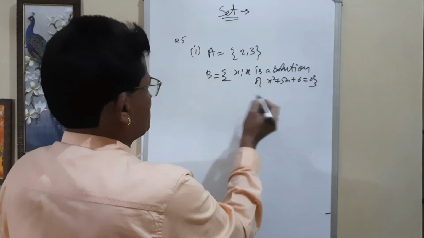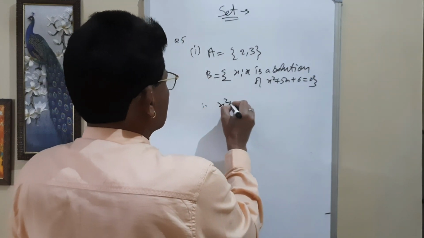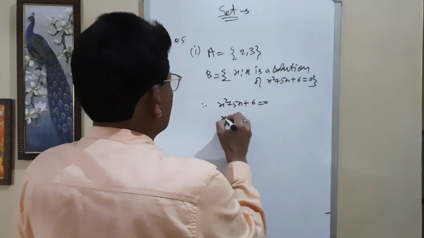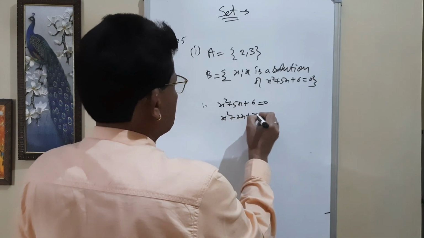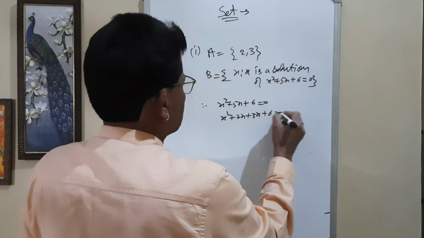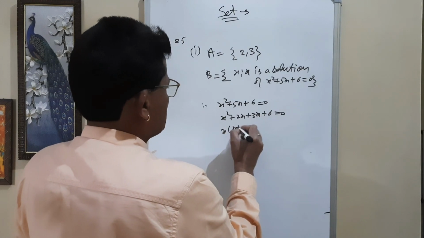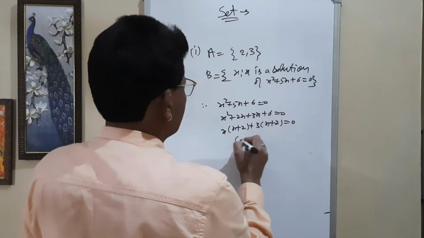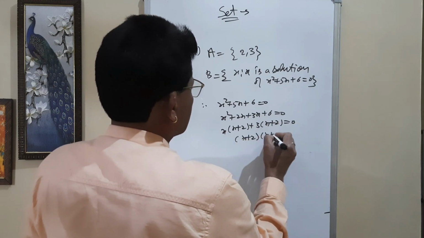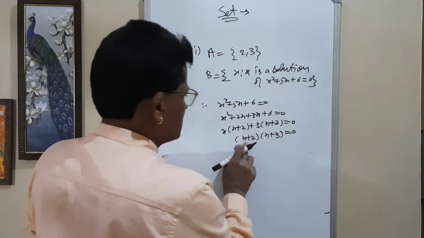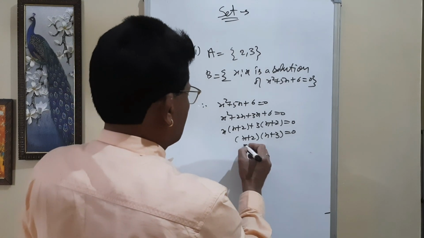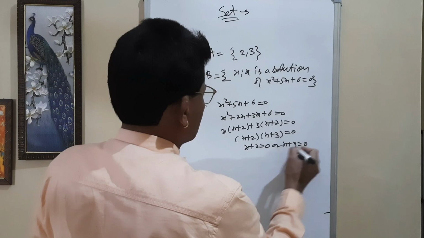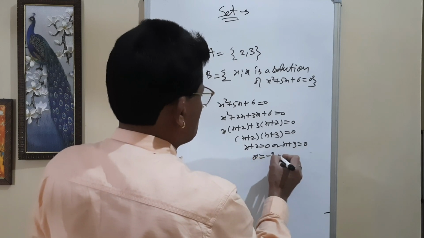Let me take its solution separately. Suppose x square plus 5x plus 6 is equal to 0. x square plus 2x plus 3x plus 6. You split the middle term and get the factorization. x plus 2 and x plus 3 you take out, so (x plus 2)(x plus 3) is equal to 0. Either this one will be equal to 0 or this one will be equal to 0. x plus 2 is equal to 0 or x plus 3 is equal to 0. What will be the values of x? Minus 2 and minus 3.